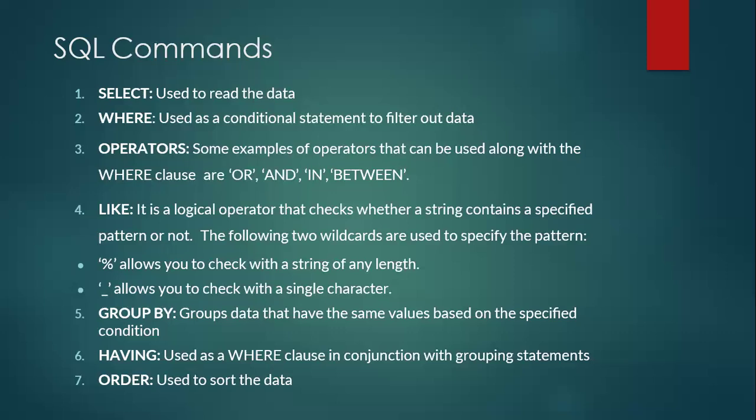Then the fifth one is the group by clause. It groups the data that have the same values based on the specified condition. So it will group the values based on the conditions. Now having. It is used like a where clause in conjunction with the grouping statement. The having clause is also used to filter out the data, but it will only run on a grouping statement. It will work after the group by clause. And the order by, it is used to sort the data in ascending and descending order.